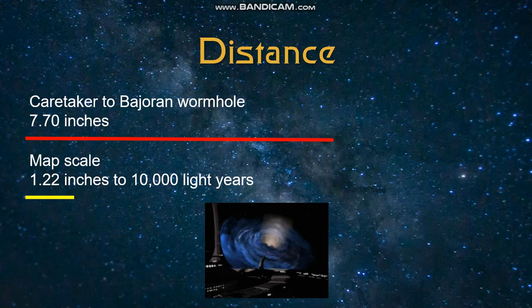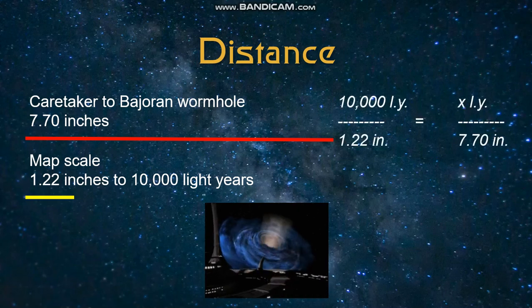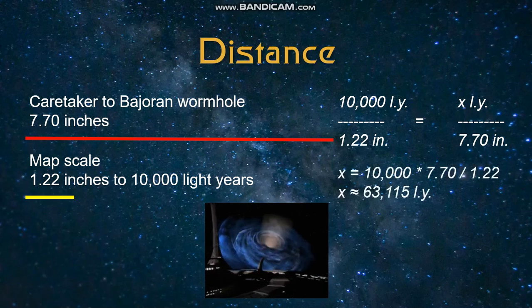First of all, our distance. From the area where the Voyager was brought to the Delta Quadrant by the Caretaker to the Bajoran wormhole on the map is about 7.7 inches. And from our scale, we know that 1.22 inches is equivalent to 10,000 light years. So we can set up our proportion here to find the light year distance from the Caretaker's array to the Bajoran wormhole approximately. And when you do the math, we get a number of approximately 63,115 light years.